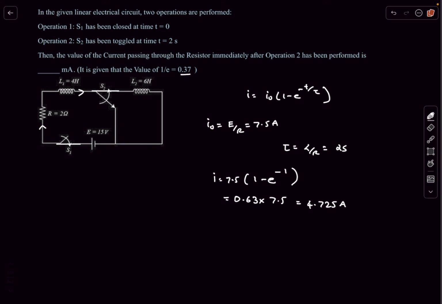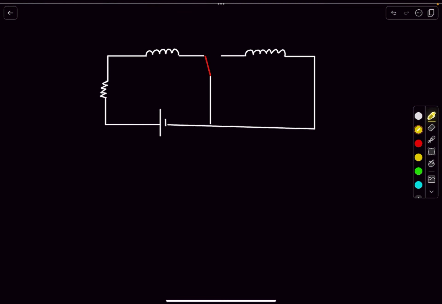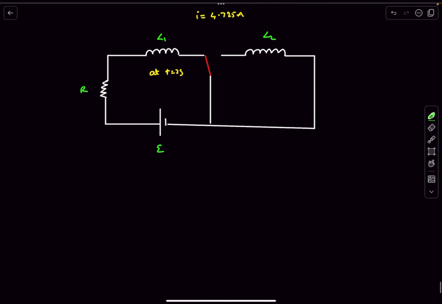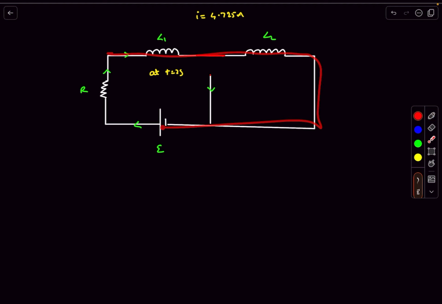So now the thing is, we toggle switch S2 to the other location. So let's draw a new diagram. Again, discussing the initial condition at t equal to 2 seconds, a current of 4.725 amperes was circulating in the clockwise sense. Okay. So now what happened? This is the situation at time t equal to 2 seconds. Now what we did is we changed the position of the switch and we connected the other circuit, and we connected both the inductors together. So now this is the active circuit.